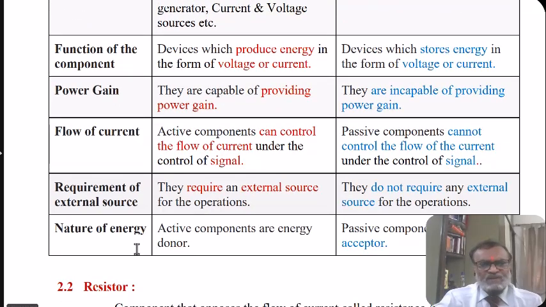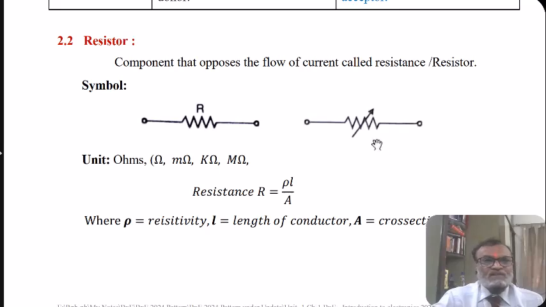From the external source requirement point of view, active components require an external source for their operation, whereas passive components don't require any external source for their operation. From the basis of nature of energy point of view, the active components are energy donors and passive components are energy acceptors. Let us see the passive components first.